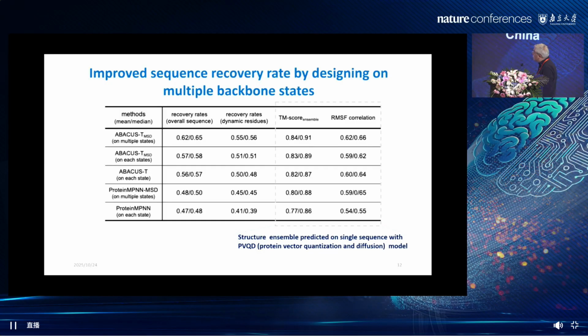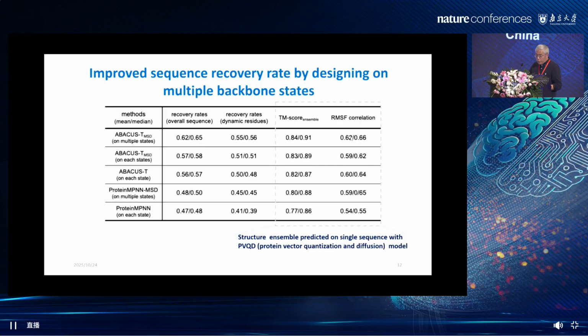So this slide will show the effect of considering multiple backbone states. We collect a set of benchmark proteins with multiple experimental structures, and we compare multiple state design and the design on each state, and also a model trained on only a single state. Again, we see that for these proteins, the model considering multiple states gives the highest recovery rate of native sequences.